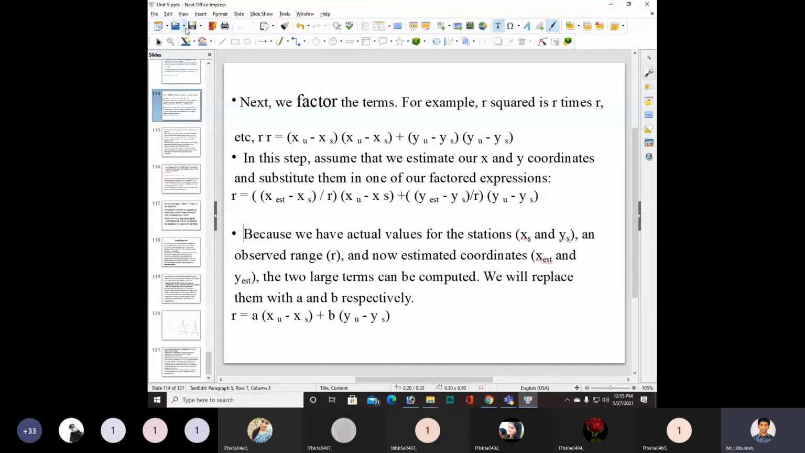In this step, assume that we estimate our x and y coordinates and substitute them in one of our factored expressions.